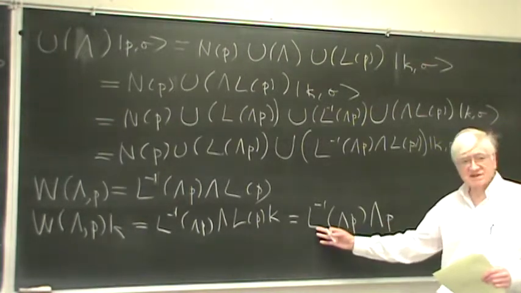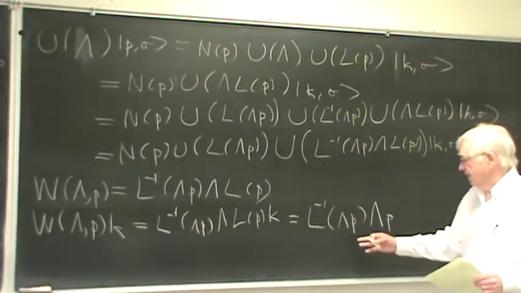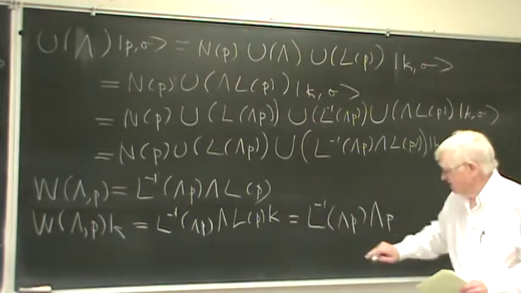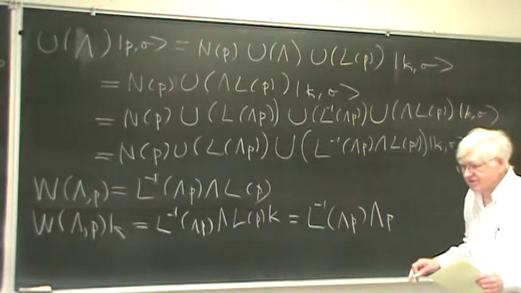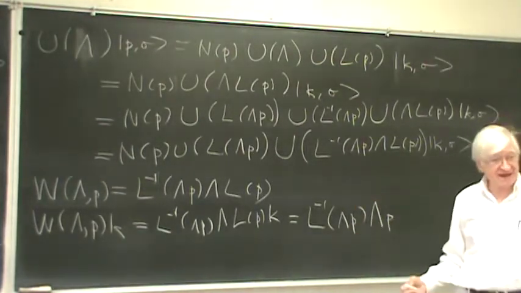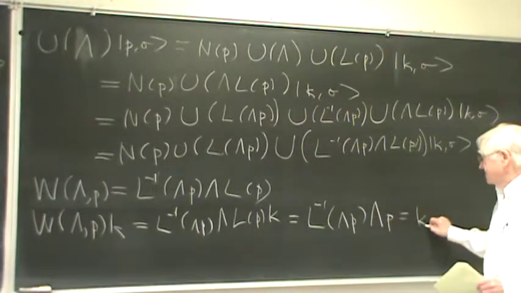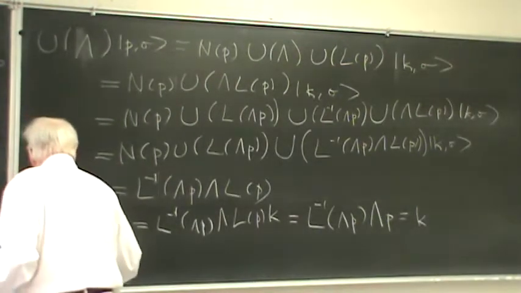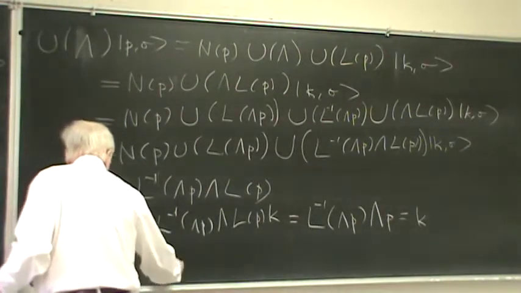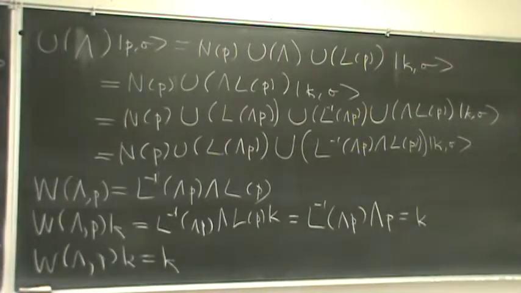But on the other hand, without the inverse, this is the Lorentz transformation that takes one from K to lambda P. So the inverse of that takes one from lambda P back to K. So this is K. So in other words, this W of lambda and P on K is K. And this is true whether we're in the massless or the massive case. In the massive case, we know what these things are.